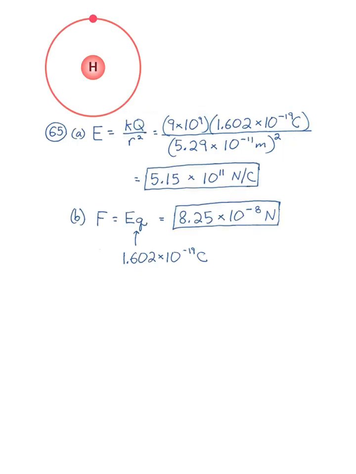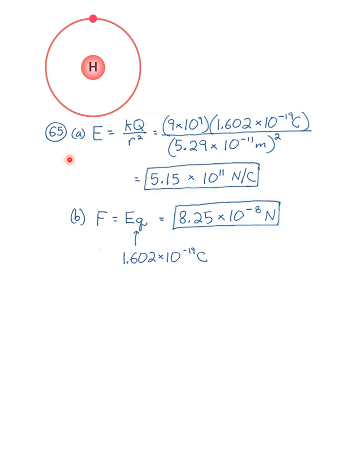Number 65, assume that the hydrogen atom consists of an electron in a circular orbit around a proton with an orbital radius of 5.29 times 10 to the negative 11 meters. Question A asks, what is the electric field acting on the electron? And B, use your answer in part A to find the force acting on the electron.